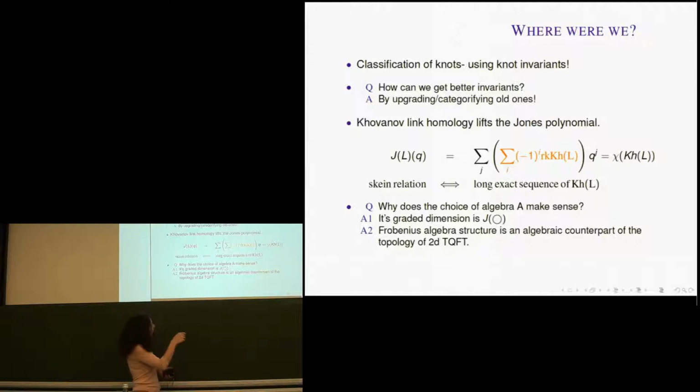Khovanov homology is a bigraded theory. So we're going to sum over all J, which means that we're summing over rows. And then we take the alternating sums of ranks of Khovanov homology. Again, if we're working over a field, then we have just dimensions of vector spaces. And that's called the Euler characteristic of Khovanov homology. Well, that's just the Jones polynomial.